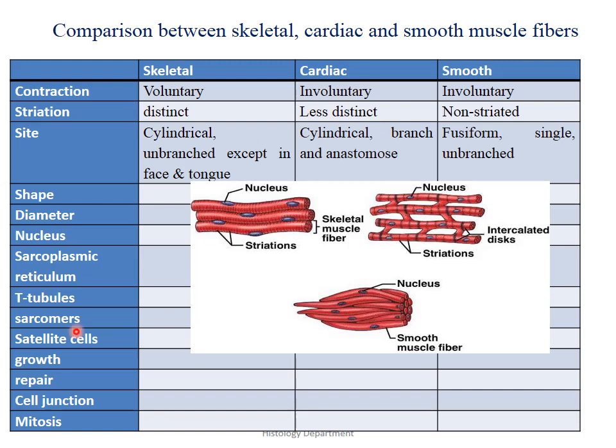Comparison between skeletal, cardiac, and smooth muscle fiber. Contraction: skeletal muscle is voluntary, cardiac and smooth muscle involuntary. Striation: distinct striation of skeletal muscle, less distinct striation of cardiac muscle, smooth muscle non-striated. Shape: skeletal muscle cylindrical, unbranched. Cardiac muscle cylindrical, branched, and anastomosing. Smooth muscle fusiform, single, unbranched.